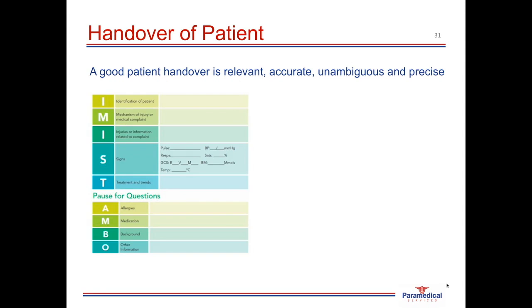In order to provide an accurate and relevant handover, you can make use of tools such as MIST AMBO. I stands for identification of the patient, their name and personal details. M is the mechanism of injury or medical complaint. I is the injuries that they sustained. S, all the signs and symptoms and vital signs. T, the trends of those vital signs and the treatment that was provided. And then allergies, medications, background of the patient, and any other vital information for the handover.